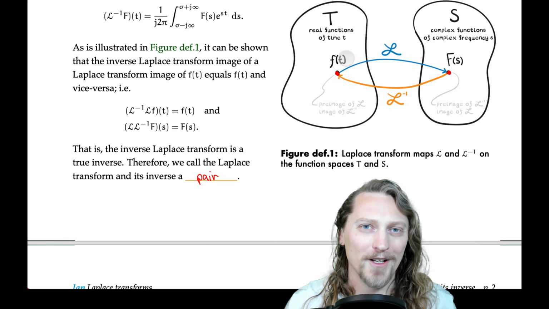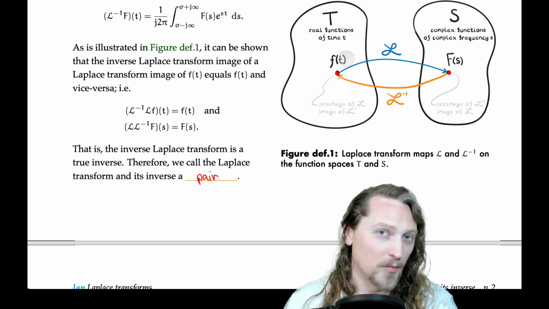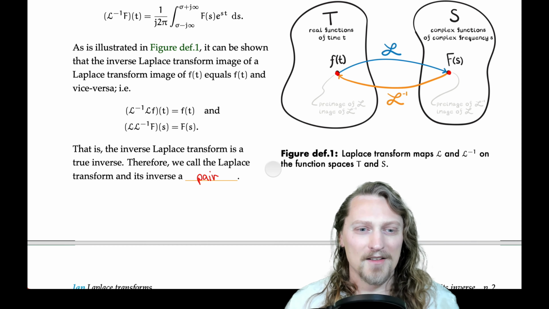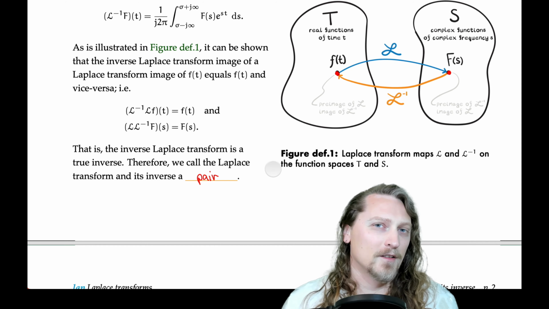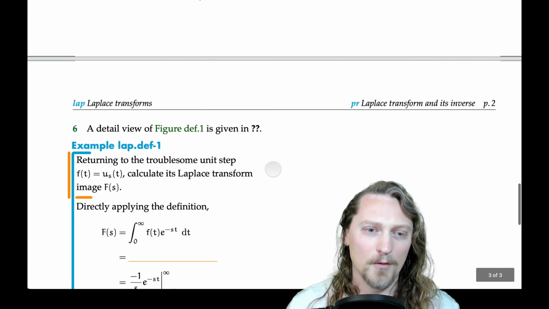So you can go back and forth, and you can continue to go through this loop, and it never changes, right? If something changes, you broke it. Something happened. It's not good. All right, so that's the inverse Laplace transform.